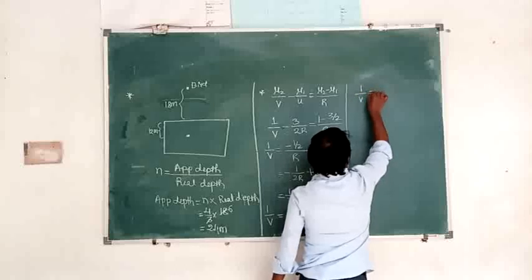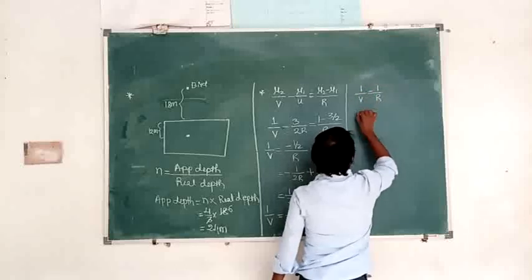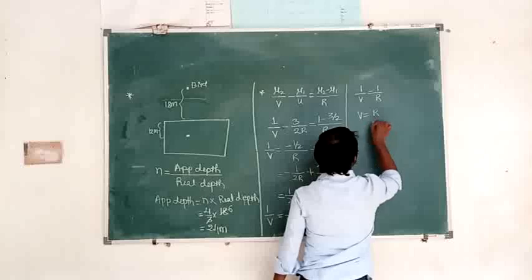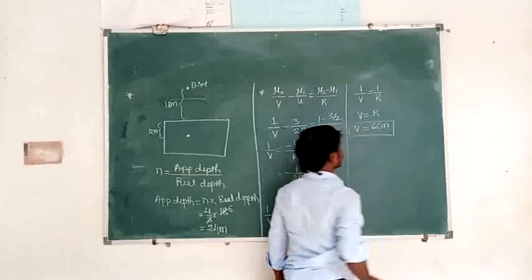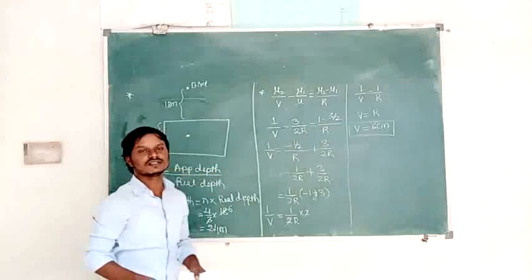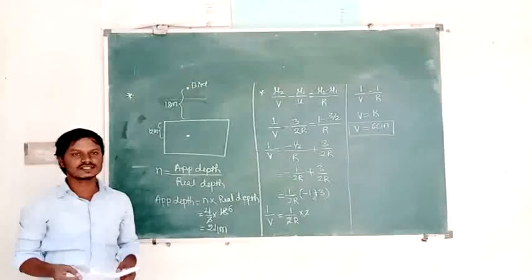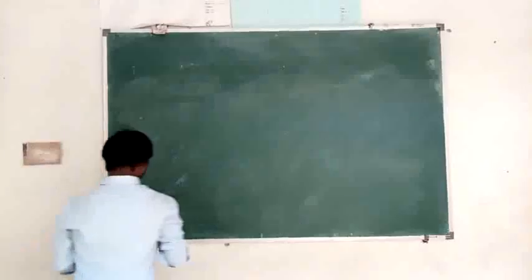1 by v is equal to 1 by R, then v is equal to R. Then what is R? R is 6 centimeter. So where is the image formed here? The image is formed at 6 centimeter. Okay, it is the position of the virtual image, that is 6 centimeter.